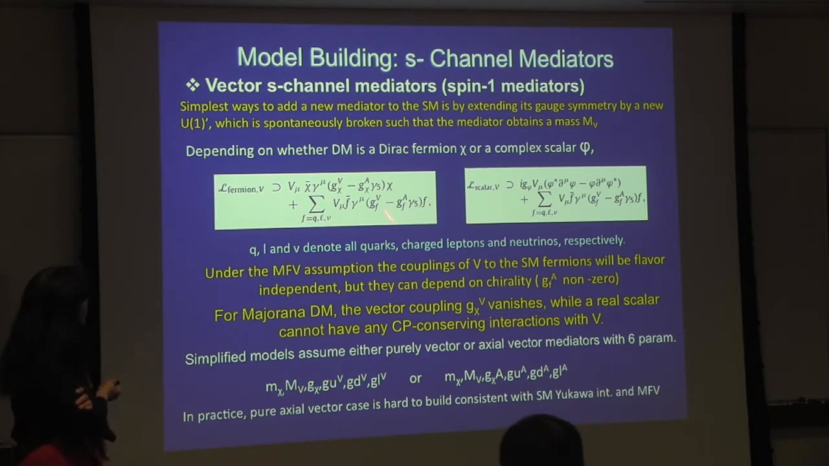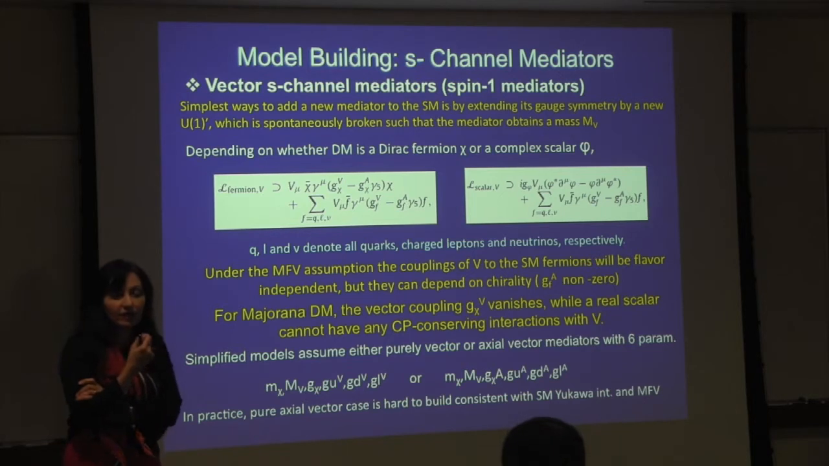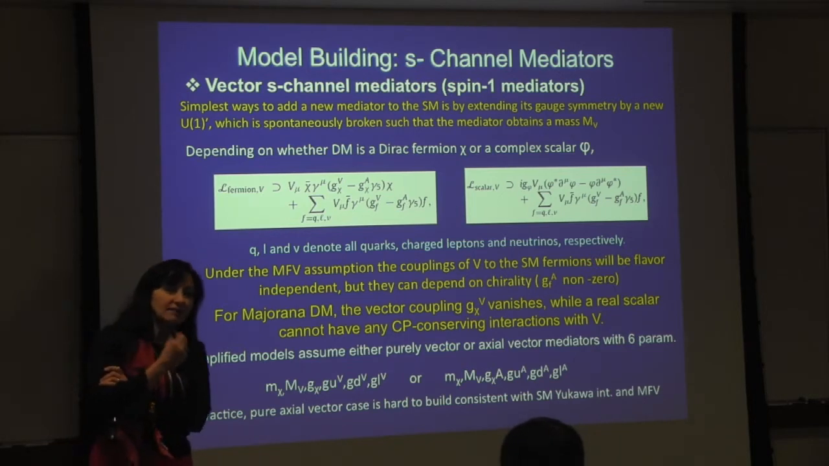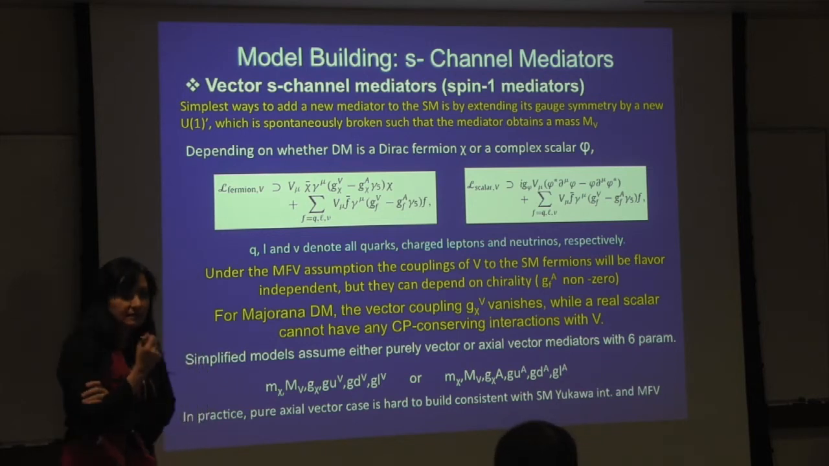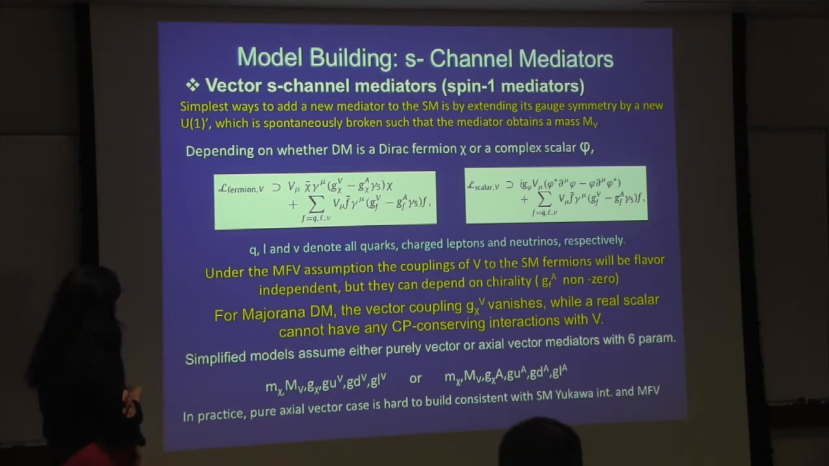The other thing that is interesting, that is not so easy to see, but you can do the calculation, is that if you have Majorana dark matter, okay, the vector coupling vanishes because it's a conserved current. Okay, so you can only have axial vector couplings for Majorana dark matter. Okay, and this is also an interesting thing, which plays a relevant role in limits from direct detection.